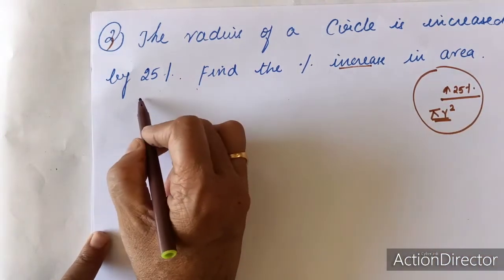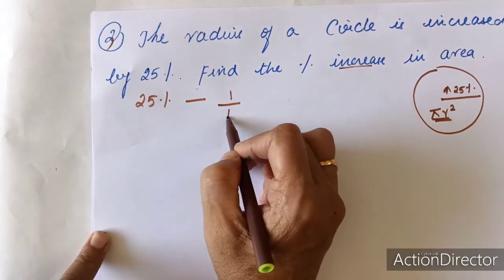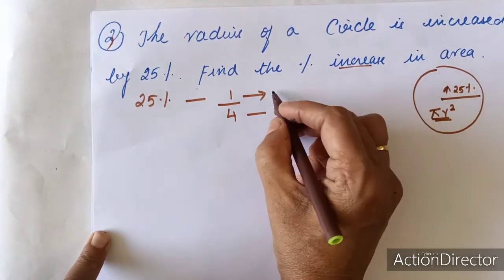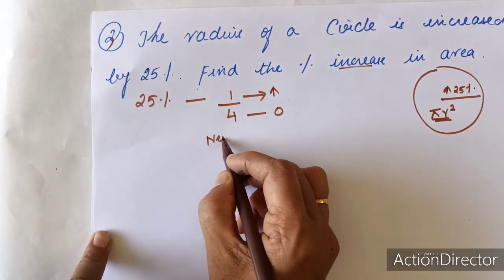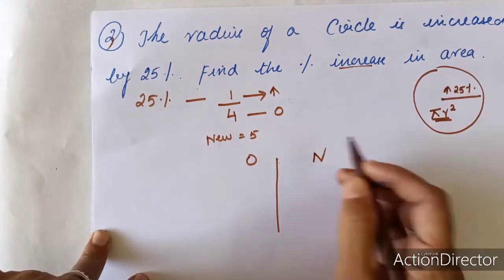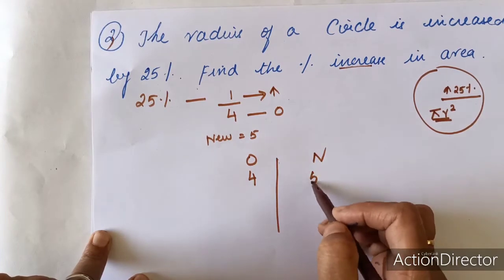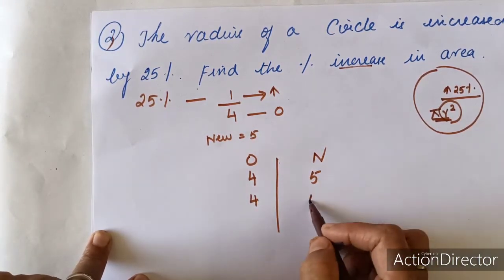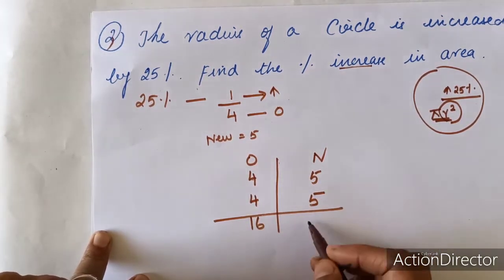So first let us find what is 25%. 25% means it is 1 upon 4. Now 4 denotes the original, and since it is an increase, it is an increment. 1 denotes the increment. So my new will be 5. So let us make 2 columns. One is the original, second one is the new. Now if 4 is the original, 5 is my new, but since it is r square, I have to write 2 times. Again it is 4 and 5. Now let us multiply. 4 4s are 16, 5 5s are 25.